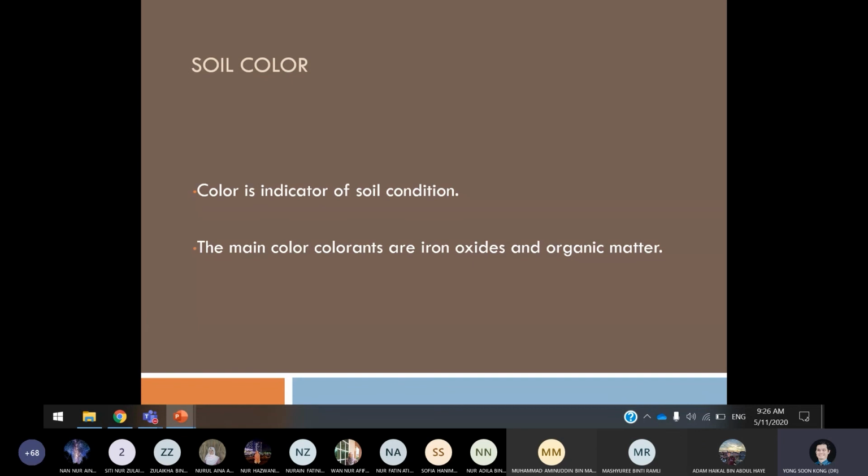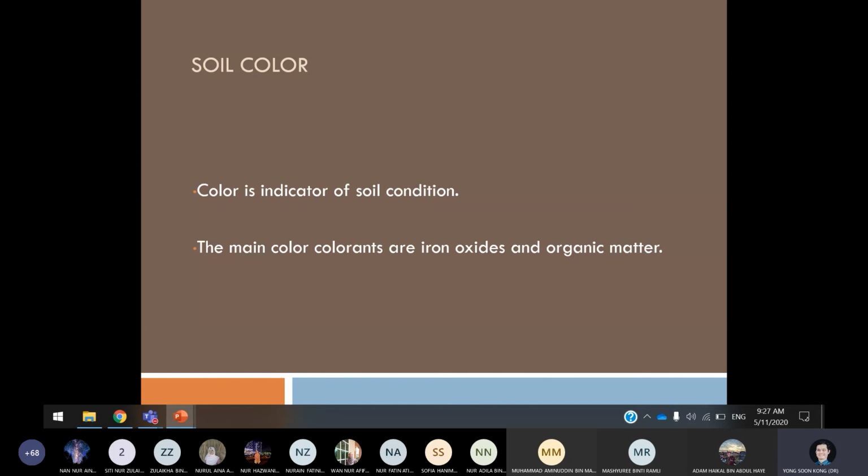So a good soil will have a dark color, but being dark is just one indication. When I use the word indication, it means that I'm not certain whether it has high organic matter, but usually it is. Yeah, usually that is the case. If a soil is dark, usually it means high organic matter.